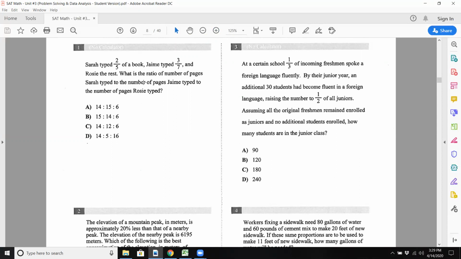Sarah typed 2/5 of the book, Jaime typed 3/7, Rosie did the rest. What was the ratio of the number of pages Sarah typed to the number of pages Jaime typed to the number of pages Rosie typed? Okay, what I would probably do is maybe assume 35 total pages.